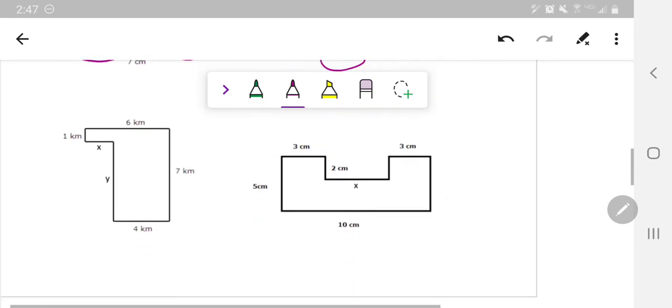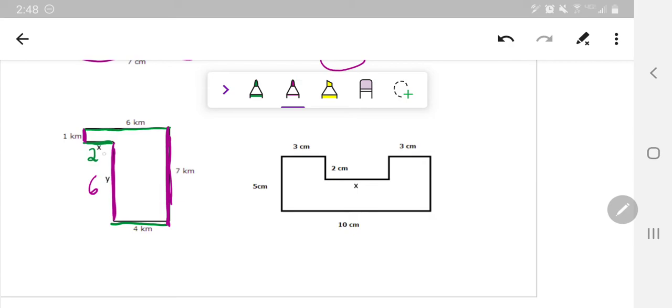Let's try some more. So this one is similar to the ones we've already done. We're looking for this length of X, so we look at the other horizontal lines. Looks like 6 is the longest one, so 6 minus 4 equals 2, so X is 2. And let's do Y. Since it's vertical, we're going to look at the other vertical lines. The 7's the longest. So if we do 7 minus this 1, that should get us Y, which would be 6 kilometers.